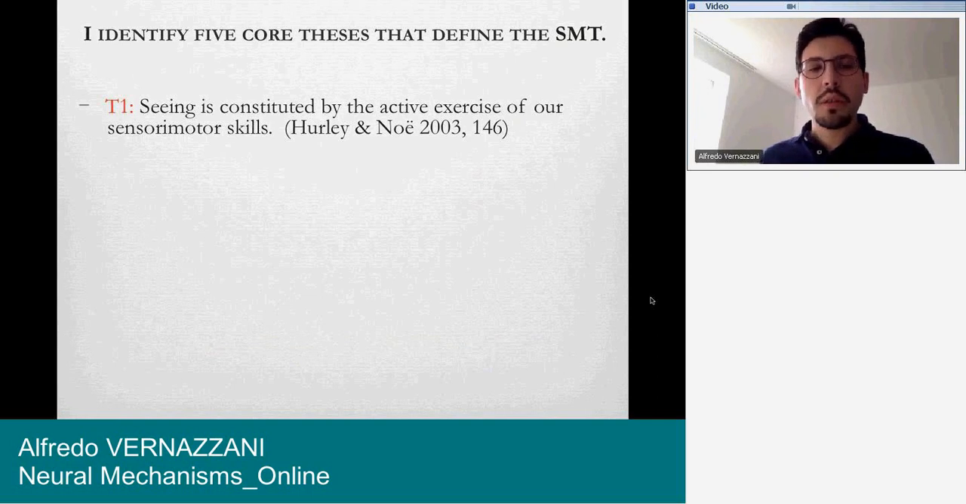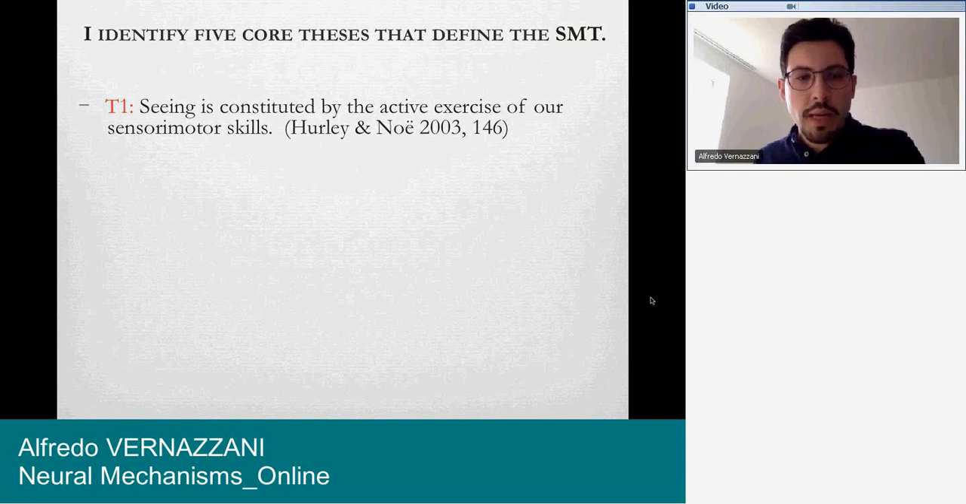Now, of course, sensorimotor contingencies are not a novelty in cognitive science. Cognitive scientists have long been aware of them. Examples drawn from the relatively old literature include Cliff and Mackay's work, but the sensorimotor theory is making a much stronger claim, namely that seeing is literally constituted by the active exercise of our sensorimotor skills.